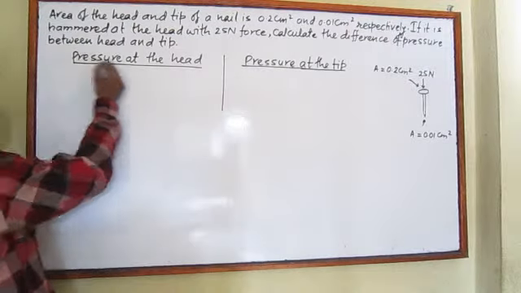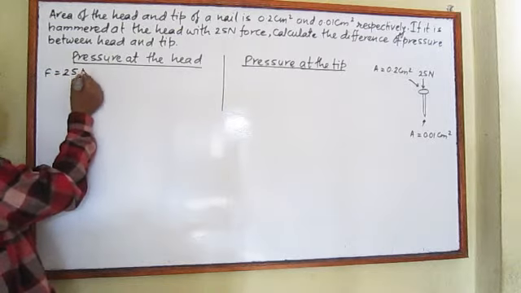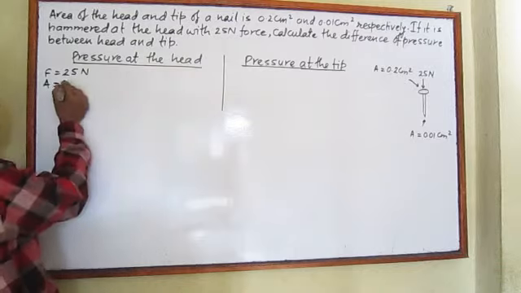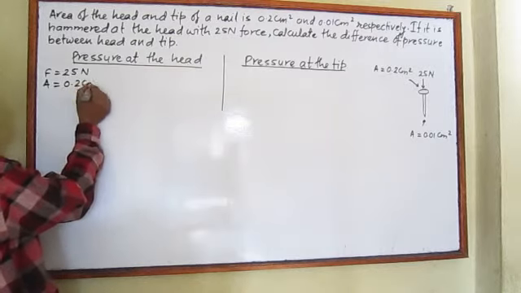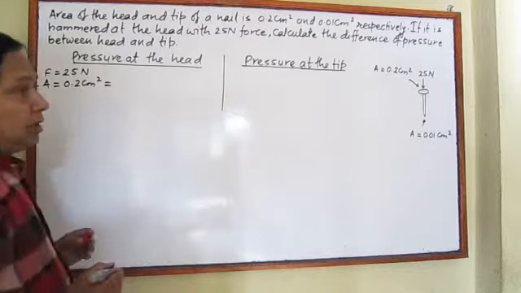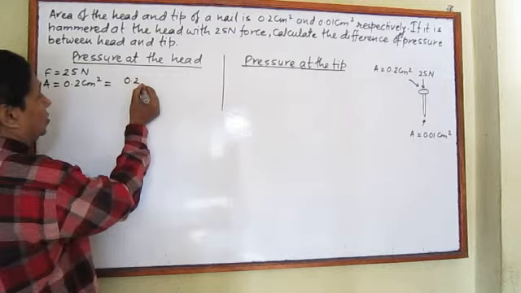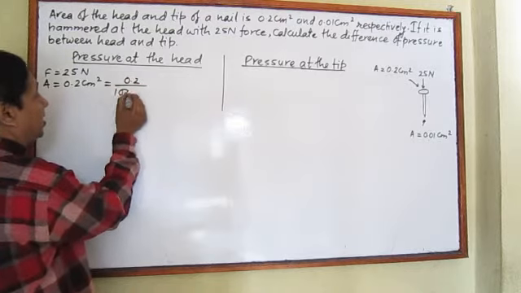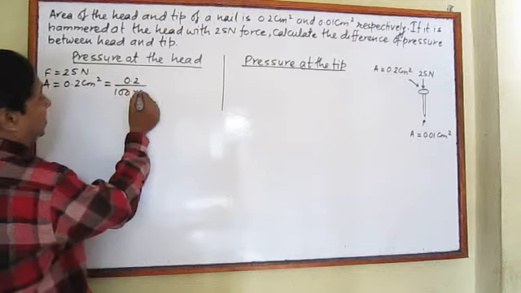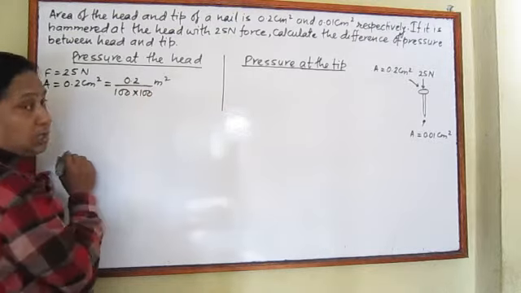Okay, force, pressure at the head. To calculate pressure, force is needed, 25 Newton, and area of the head is given as 0.2 centimeter square, but centimeter should be converted to meter because we are using the SI system. That's why 0.2 divided by 100, one of the centimeter converts to meter if we divide by 100, and if we divide again by another 100, then both the centimeter converts to meter, and this is meter square.